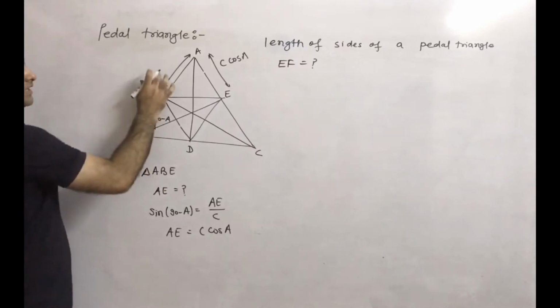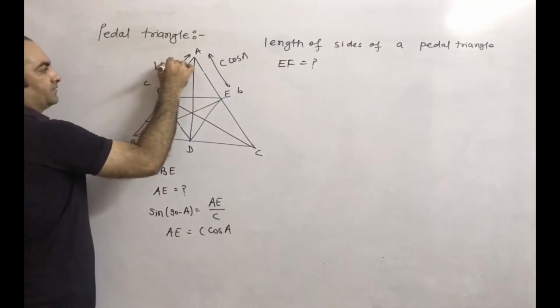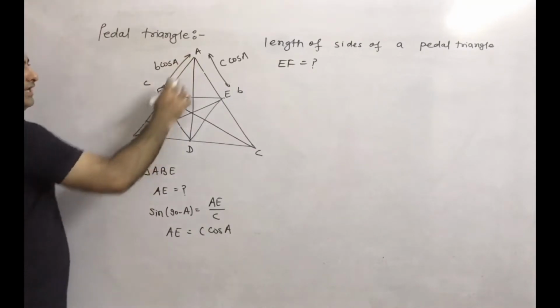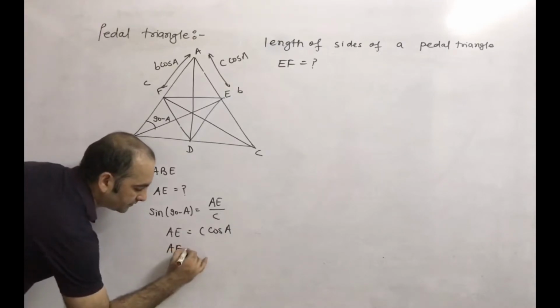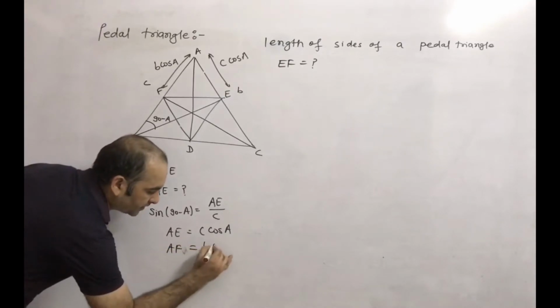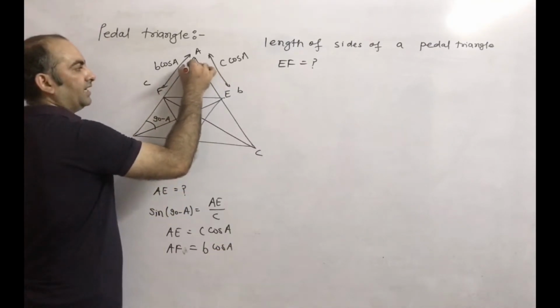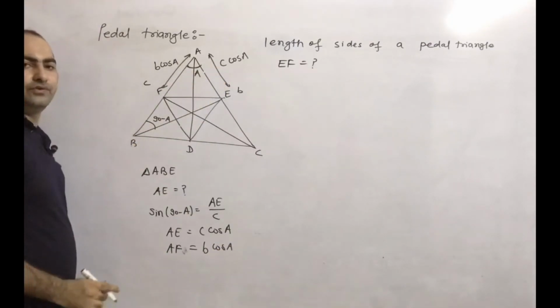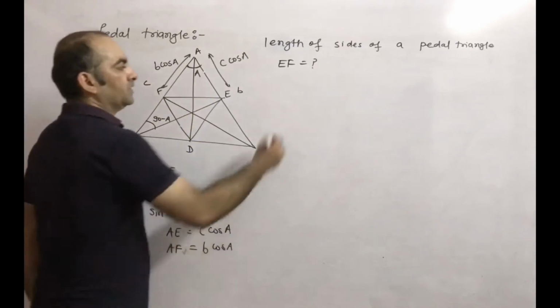Similarly, this side is b, so this will come b cos A. So AF equals b cos A. And this is angle A. So we want EF. Here we are using the cos formula. So what is cos A?